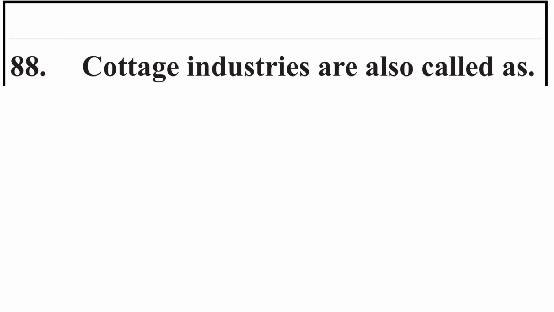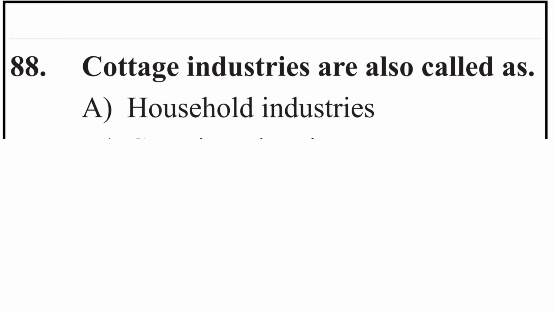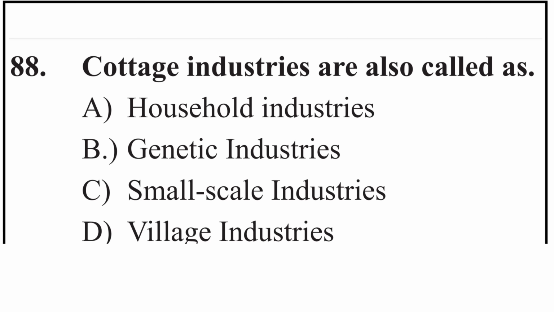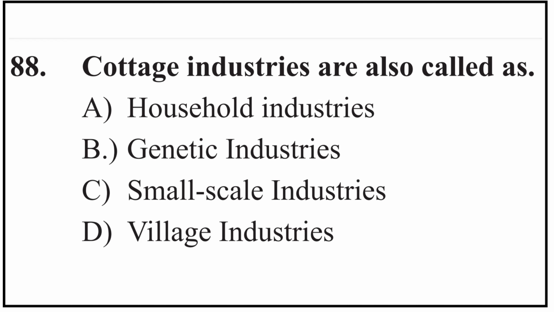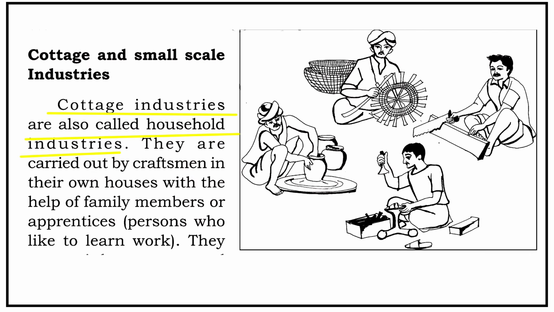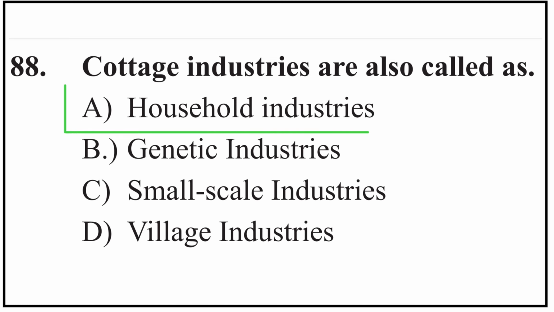88. Cottage industries are also called as, options are A. Household industries, B. Genetic industries, C. Small scale industries, D. Village industries. Here is a clue. Cottage and small scale industry. Cottage industries are also called household industries. Our right option is here A, household industries.